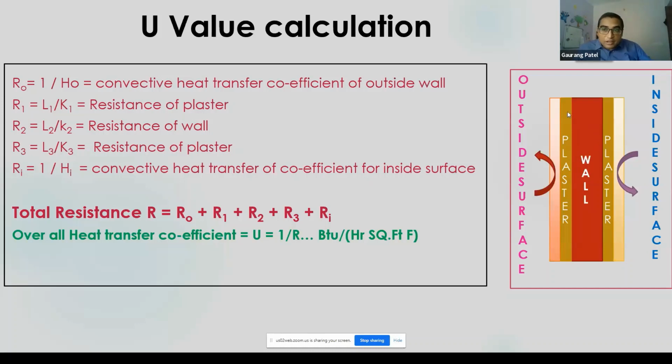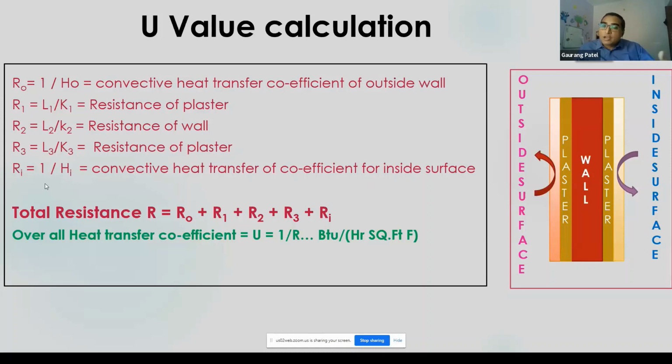So this is a practical scenario of how heat transfer starts from convection, then three layers of conduction, and again a last layer of convection. You can see here the outside one is a heat resistance R0, that is the convection heat transfer coefficient of the outside wall. Then for the plasters, L1 by K1, L2 by K2 for the wall, L3 by K3 for the plaster. These are all the conduction parameters, and again the convection parameters for the inside surface.